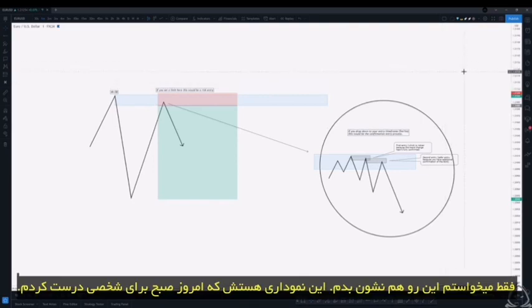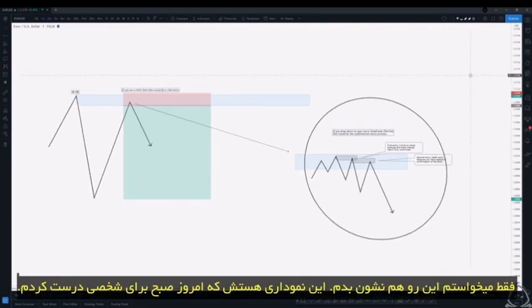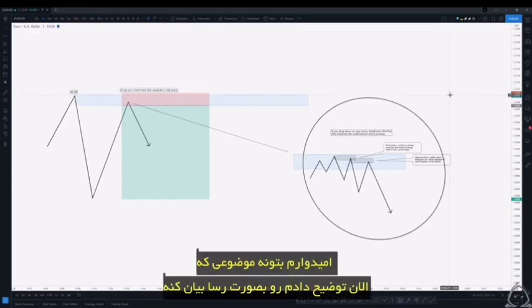I just wanted to show this as well because I feel like this diagram that I created for someone else this morning might actually be helpful in articulating what I was explaining just earlier.